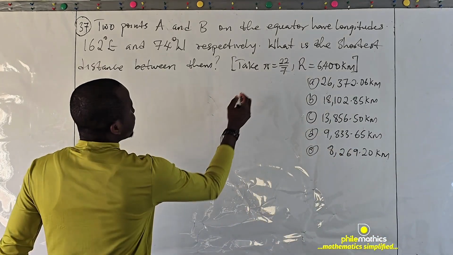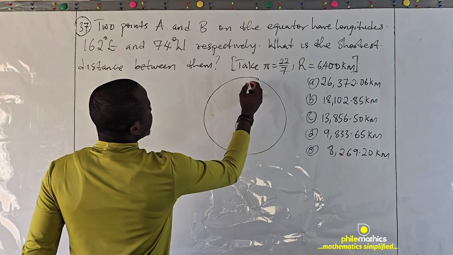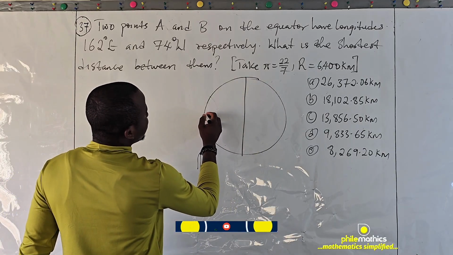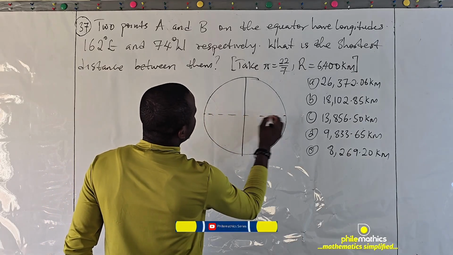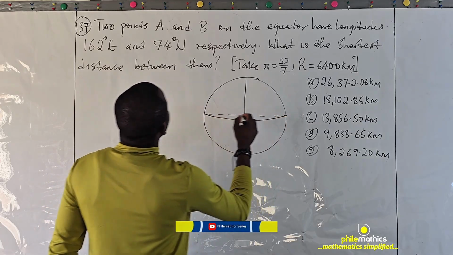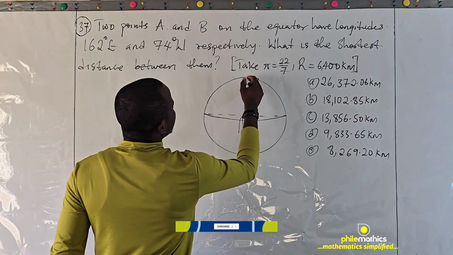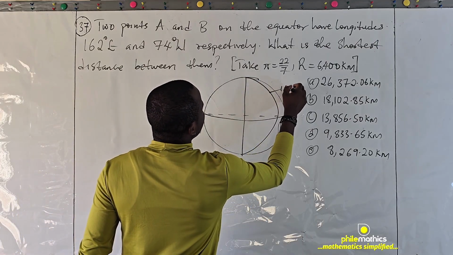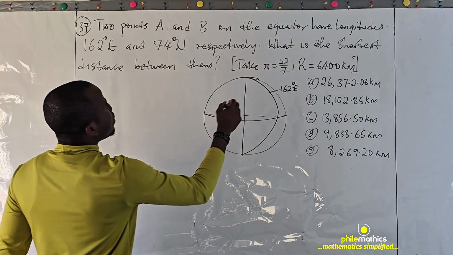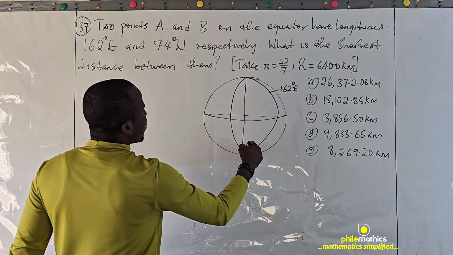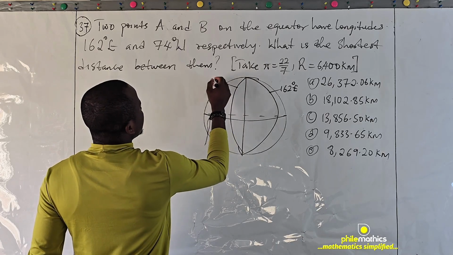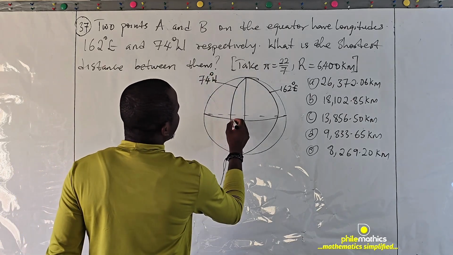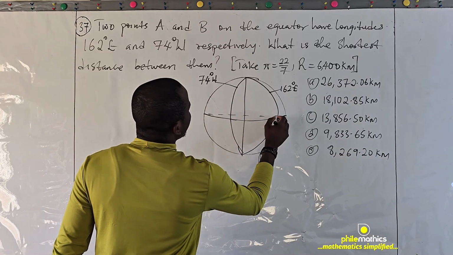So if we take a sketch, this is the longitude, the prime meridian, and this is the equator. So 162 degrees east is somewhere around here. 162 degrees east and 74 degrees west somewhere around there. This is 74 degrees west. And we're asked to look for the shortest distance between them.